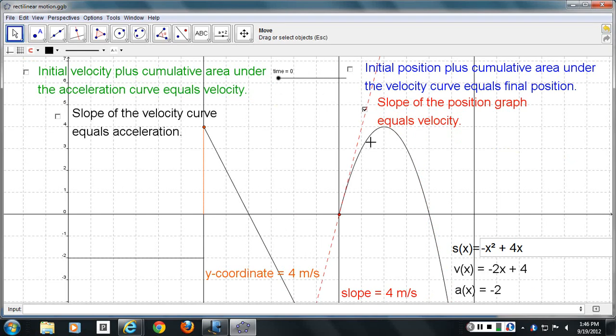I think we can look at the tangent line. The tangent line is this broken line here, and calculate the slope just kind of by looking at it. It looks like rise over run. It goes up 4 and 1 to the right.